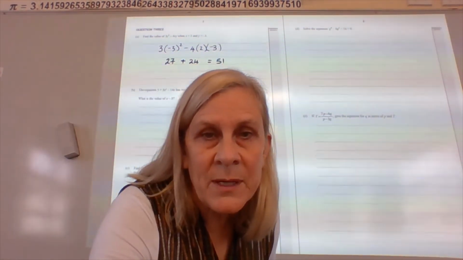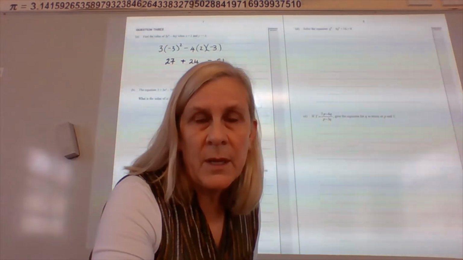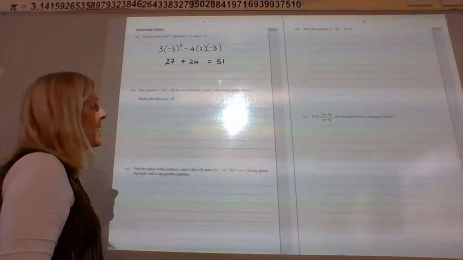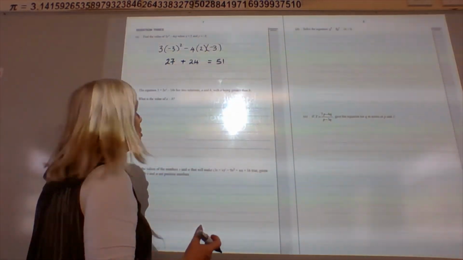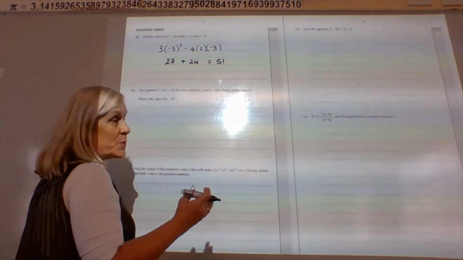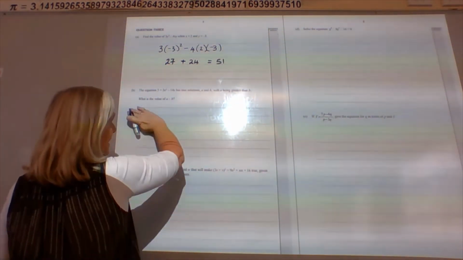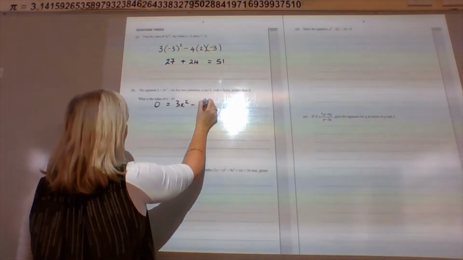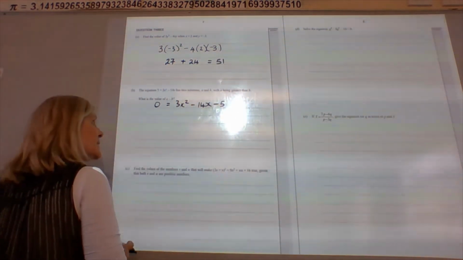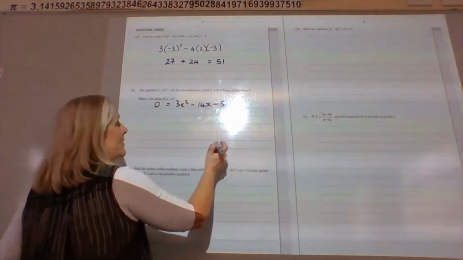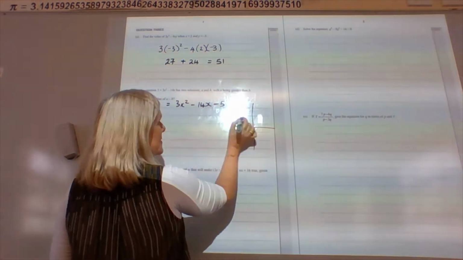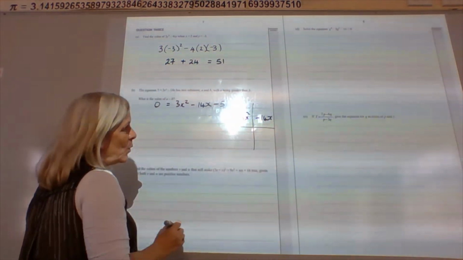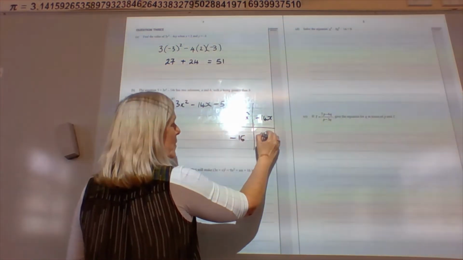Looking at the next one, we have another one of these equations where we have to factorise. So we're going to make it equal to 0 first. Take everything to this side, making it 0 equals 3x squared minus 14x minus 5. So we've got 3 times 5 is negative 15x squared and 14x. So it's 15 and 1. We've got a negative 15 and a positive 1.